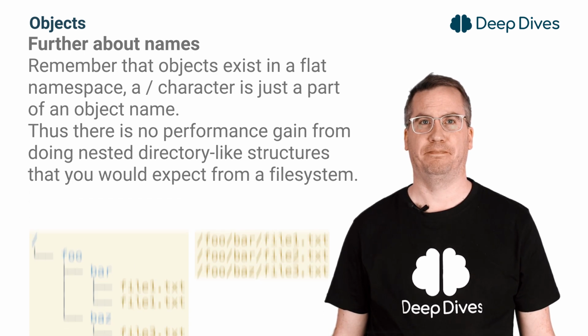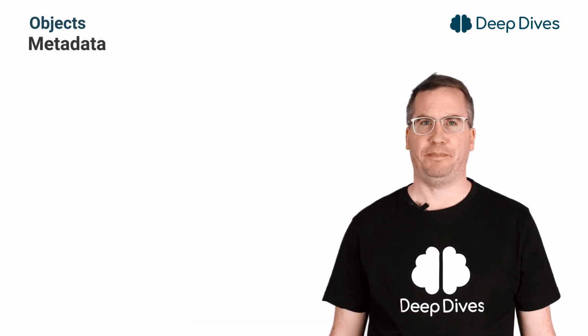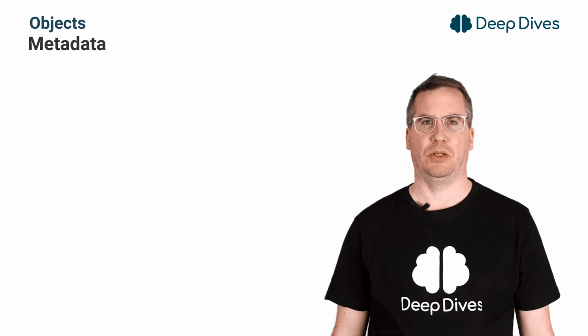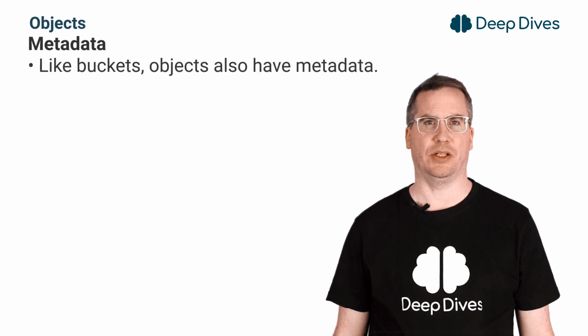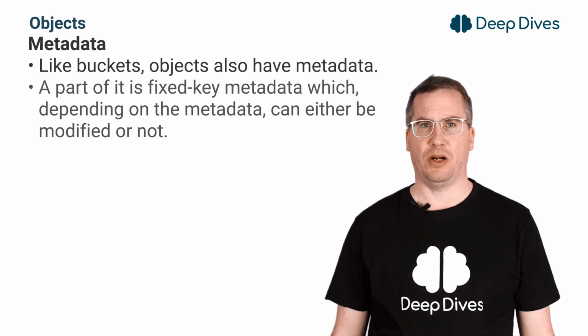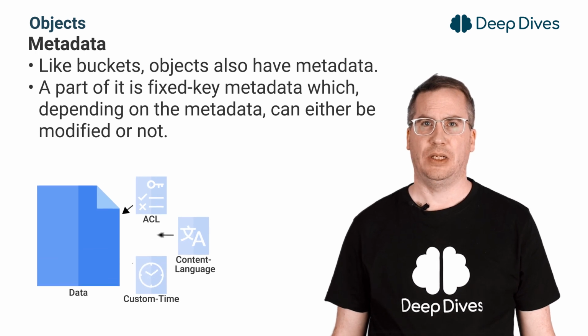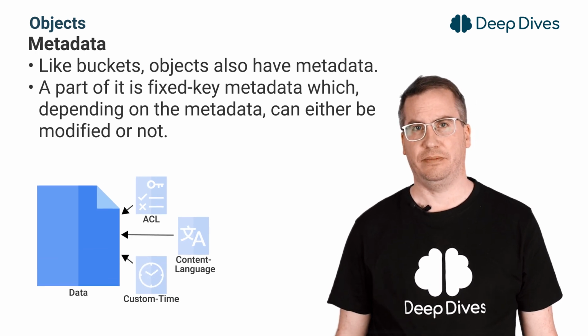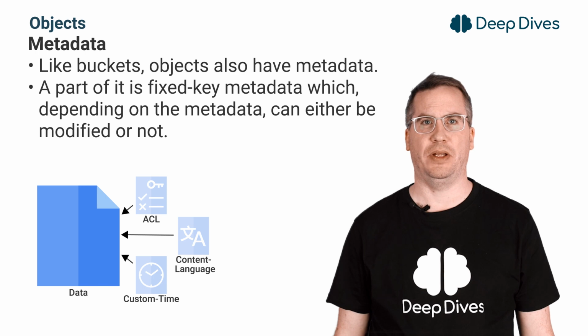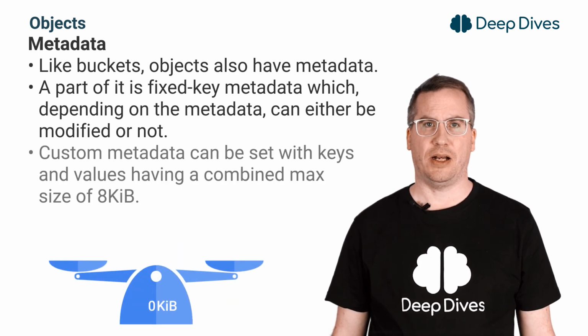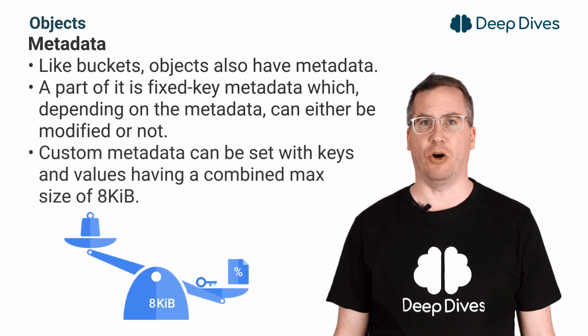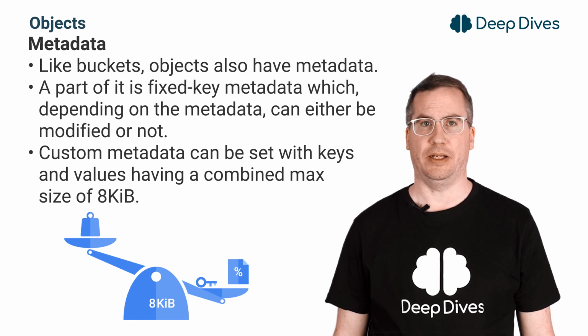Regarding metadata, it's basically the same stuff as we already heard regarding buckets, right? So objects have metadata just like buckets. Part of them are fixed key metadata, which can either be modified or not, depending on the type of metadata. Additionally, custom metadata can be set with our own keys and values for a total size of 8 KB.